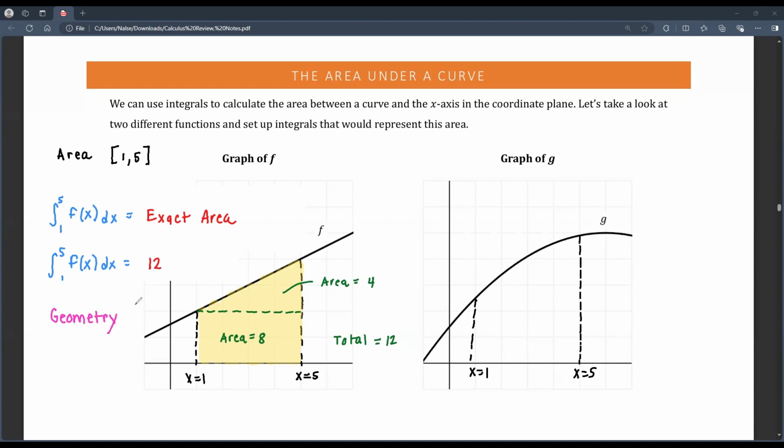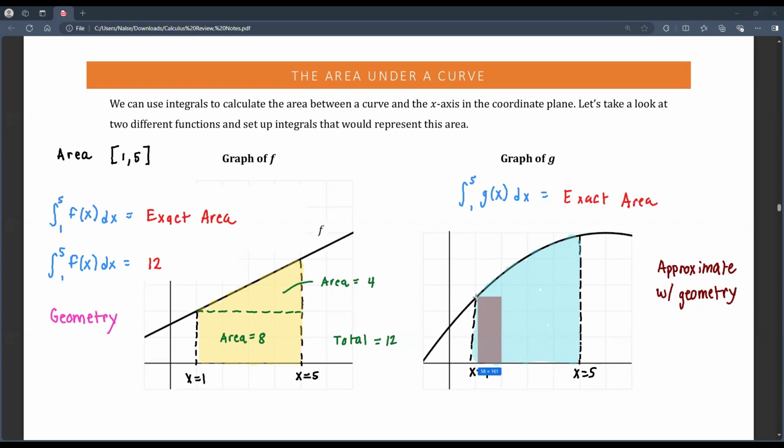But what is the area between function g and the x-axis from 1 to 5? This shaded area is equal to function g integrated across the interval. However, we won't be able to use geometry to get this exact value. Instead, geometry would only allow us to approximate this area. And one way to approximate this area with geometry is by using rectangles under the curve. The area of each rectangle can be found through a base times height calculation, and the total area would be the sum of these areas.